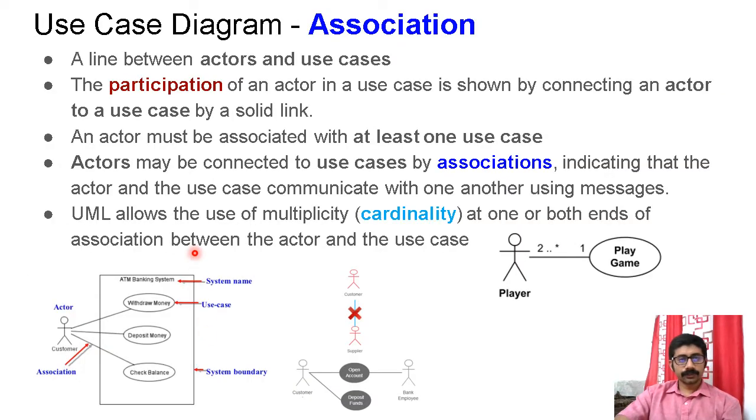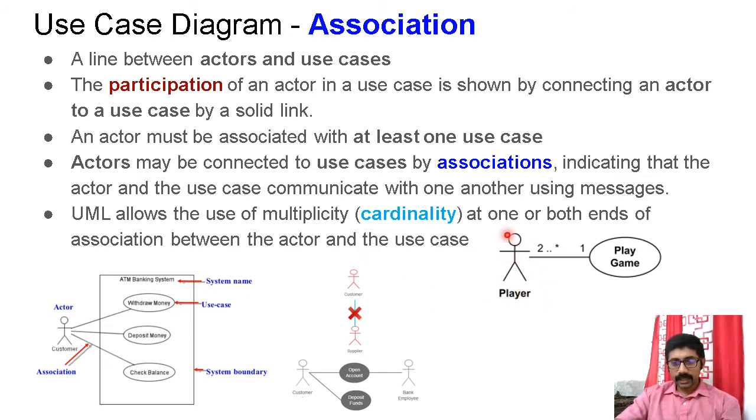Association. Let us see the details of the first relation, association. It is represented as a line between the actor and use cases. The participation of an actor in a use case is shown by connecting an actor to a use case by a solid link. An actor must be associated with at least one use case. An actor may be connected to a use case by associations, indicating that the actor and the use cases communicate with one another using messages. UML allows the use of multiplicity or cardinality at one or both ends of an association between the actor and use cases. Just see this example.